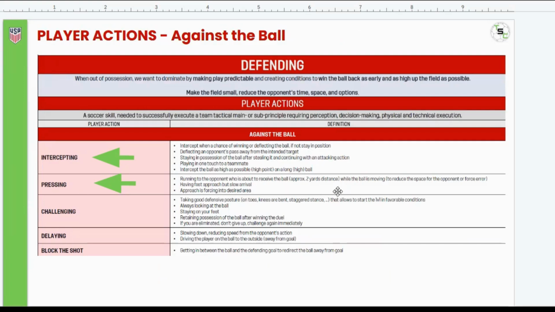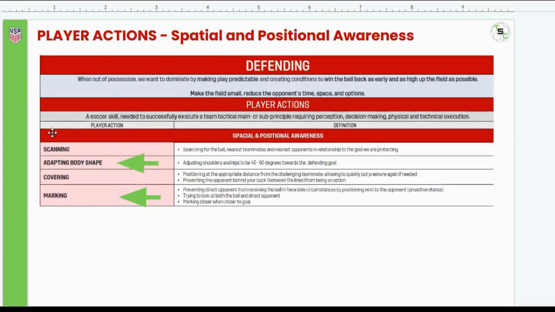The pressing, mentioned the speed, angle, timing, distance, body shape. This is the distance where I mentioned the 2 yards specifically. You try to reduce space for the opponent or force the error, make the opponent look down, put their head down to look at the ball.